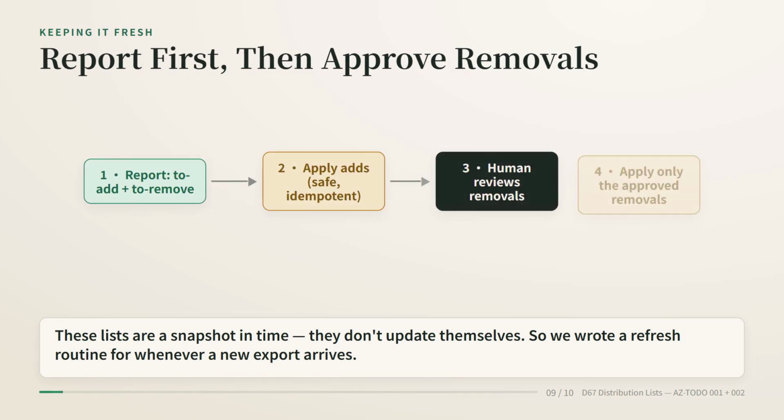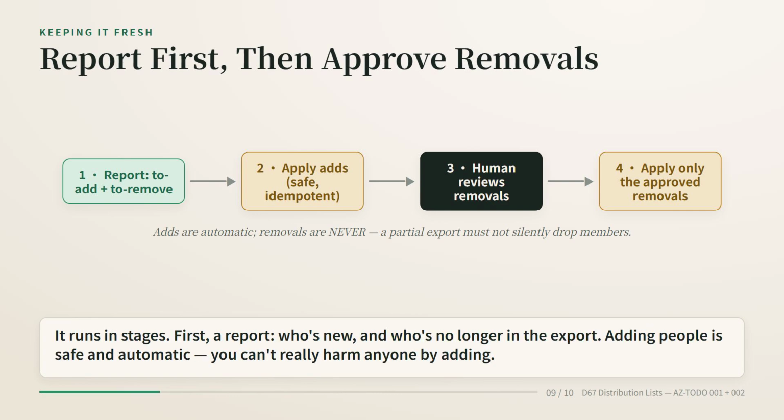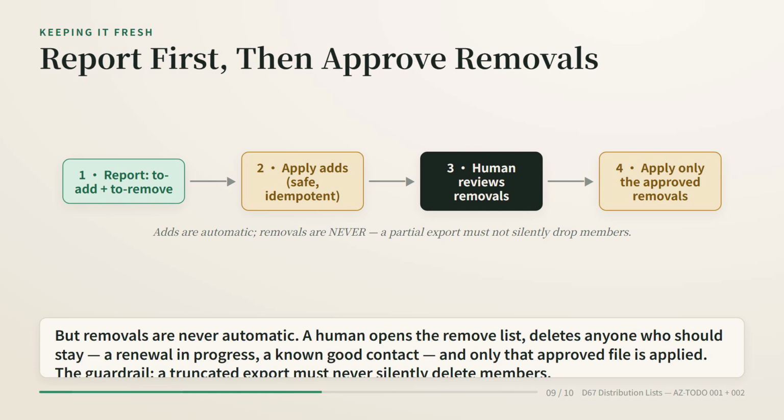These lists are a snapshot in time. They don't update themselves. So we wrote a refresh routine for whenever a new export arrives. It runs in stages. First, a report, who's new and who's no longer in the export. Adding people is safe and automatic. You can't really harm anyone by adding. But removals are never automatic.